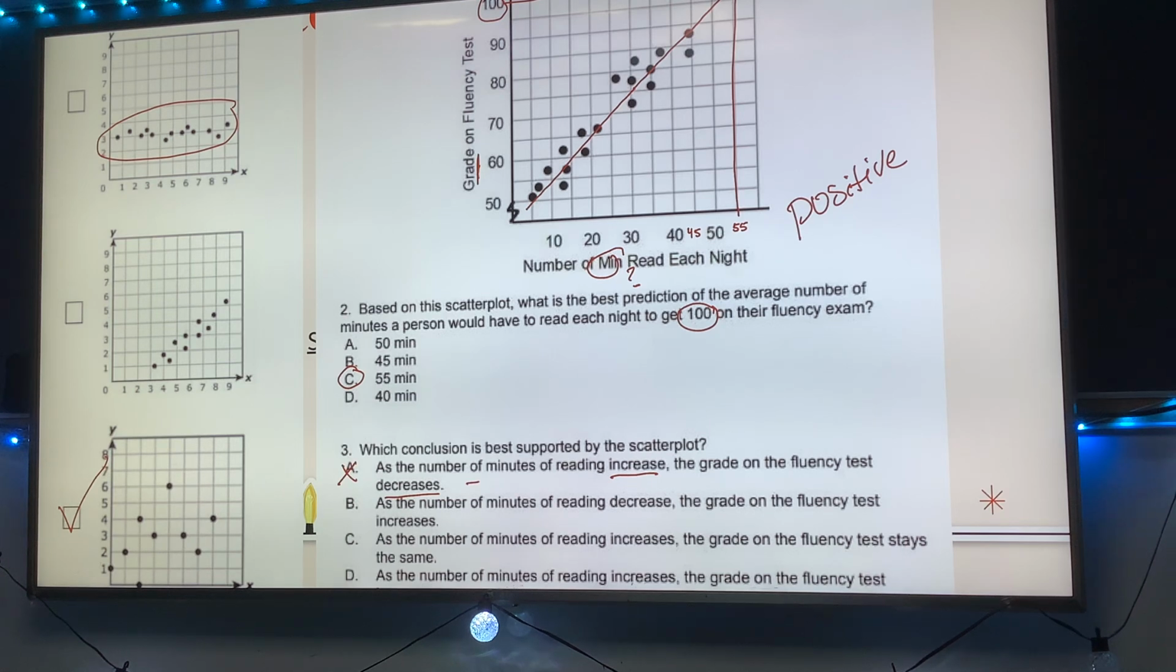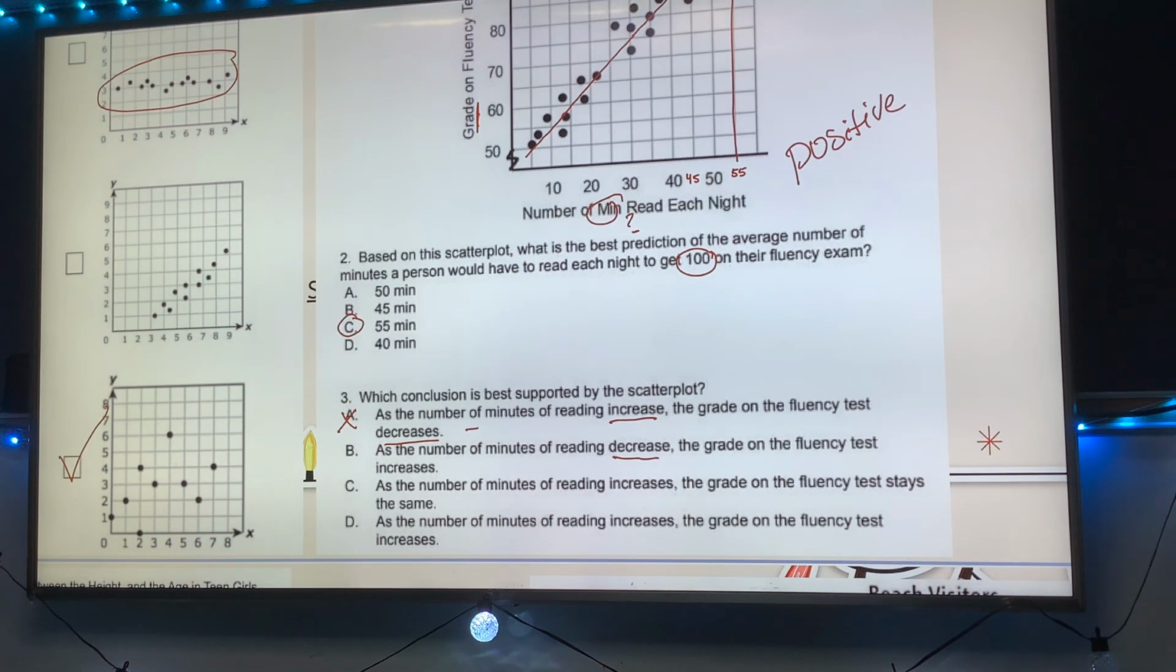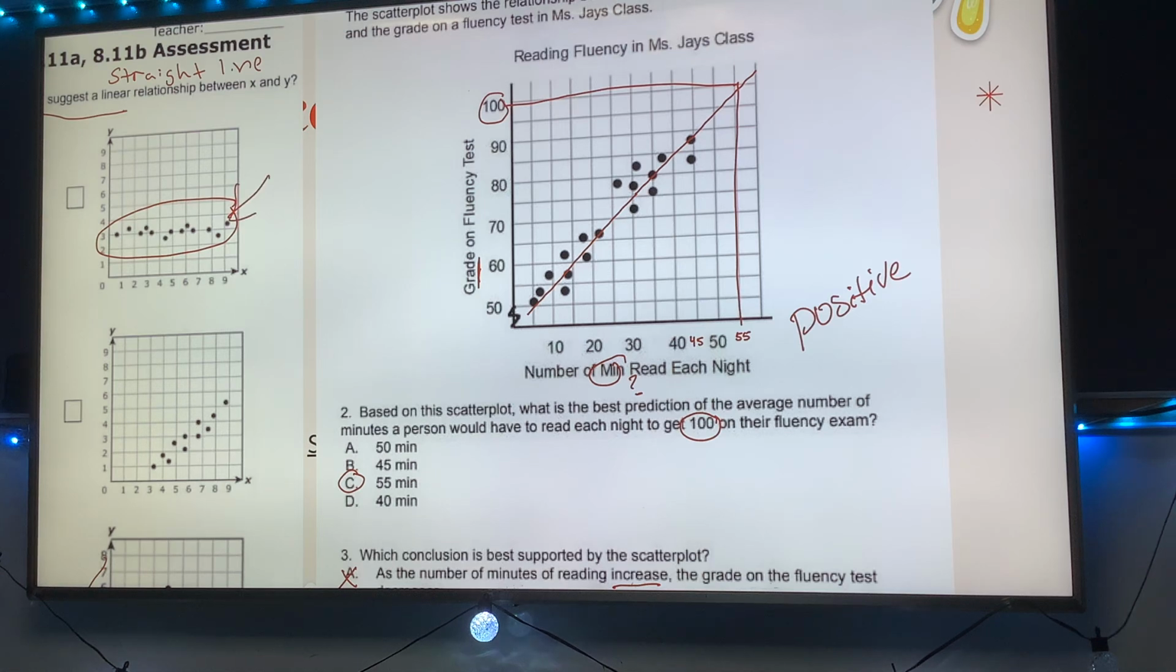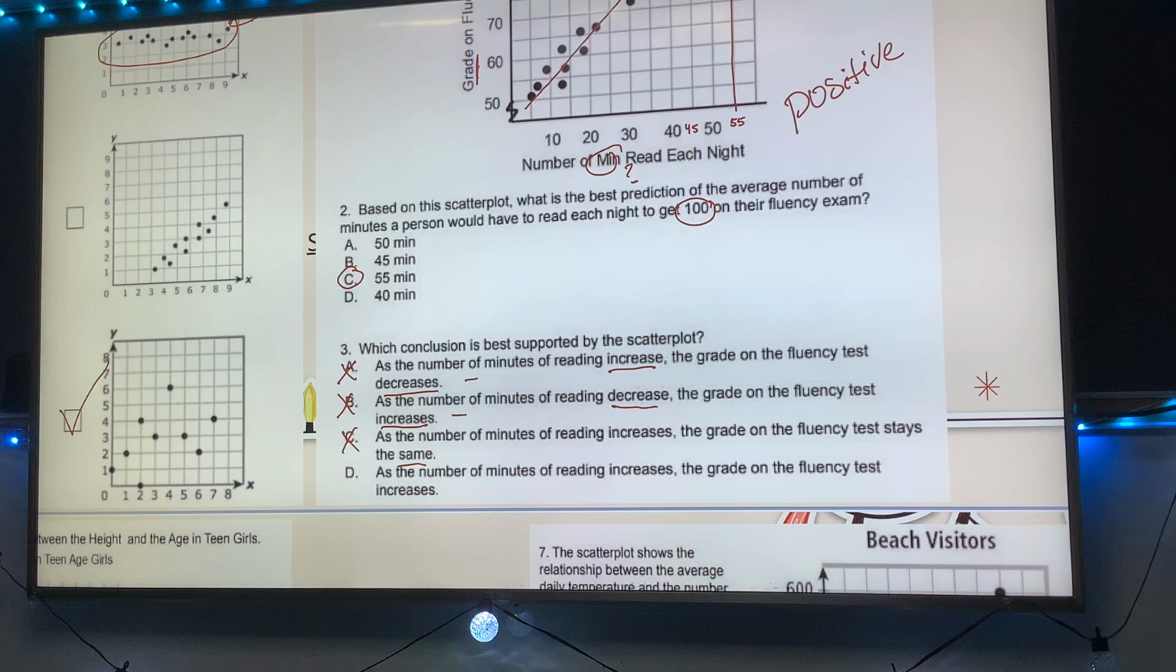That is not what I have. If I look at the next one, as the number of minutes of reading decreases, the grade of the fluency test increases. That one is also a negative slope. C, as the number of minutes of reading increases, the grade of the fluency test stays the same. You see that is not staying the same. It is a positive slope, so that one is also not correct. That graph would have looked more like something right over here. D, as the number of minutes of reading increases, the grade of the fluency test increases. Increase and increase means a positive slope.